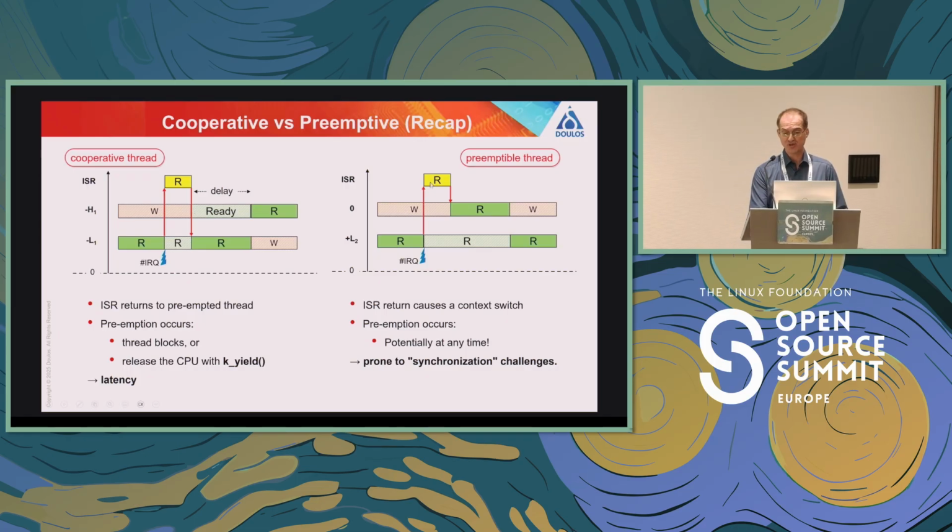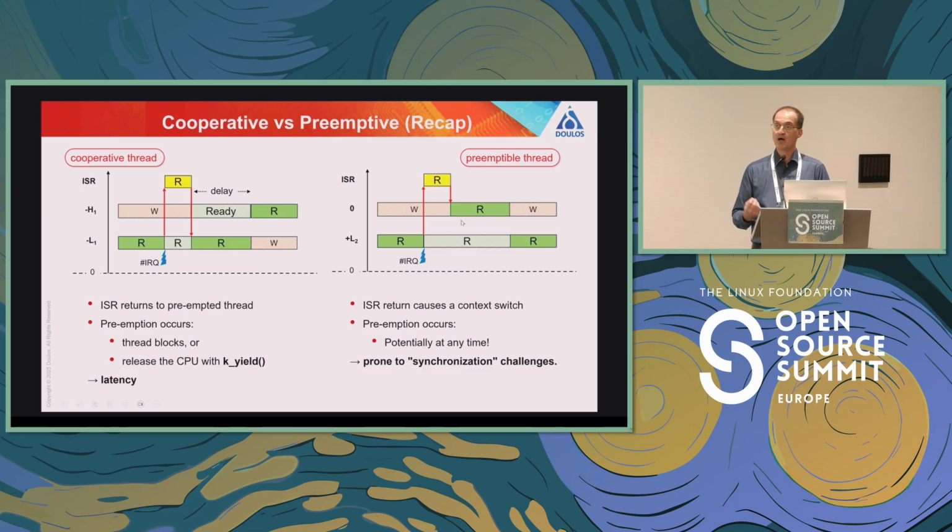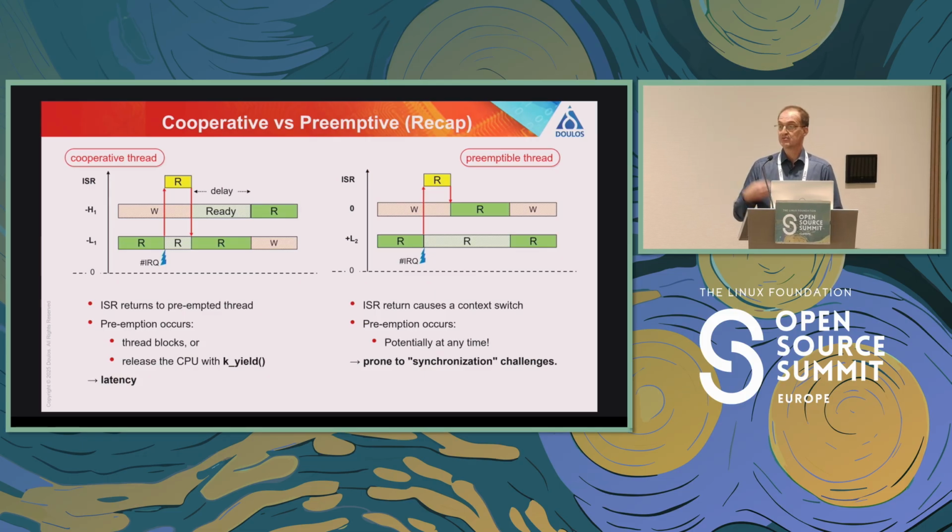In the case of preemptible thread, when you return from the interrupt service routine, you will schedule this high priority thread. Whereas in the case of cooperative, you will return back to the preempted thread, and the thread will run until it either blocks or it explicitly uses k-yield. Cooperative thread, the advantage is we know when the preemption will occur. But this introduces a delay for high priority thread. Whereas for preemptible thread, we don't know, the preemption could happen potentially at any time, but we don't have this delay.